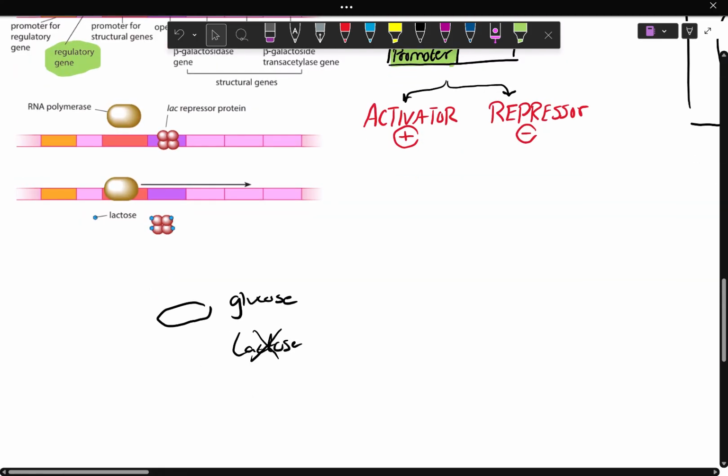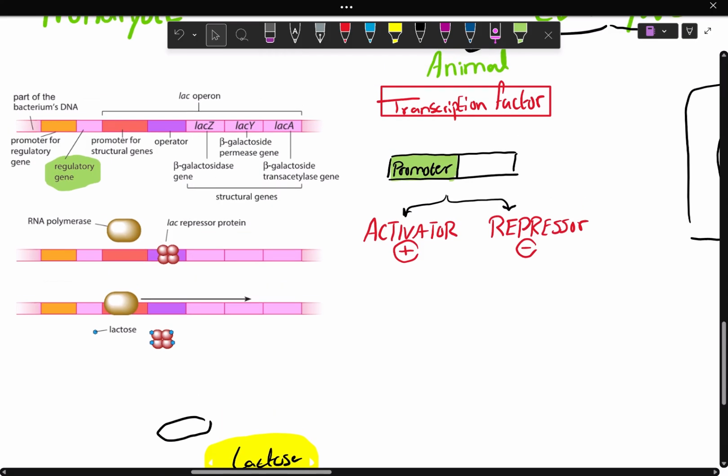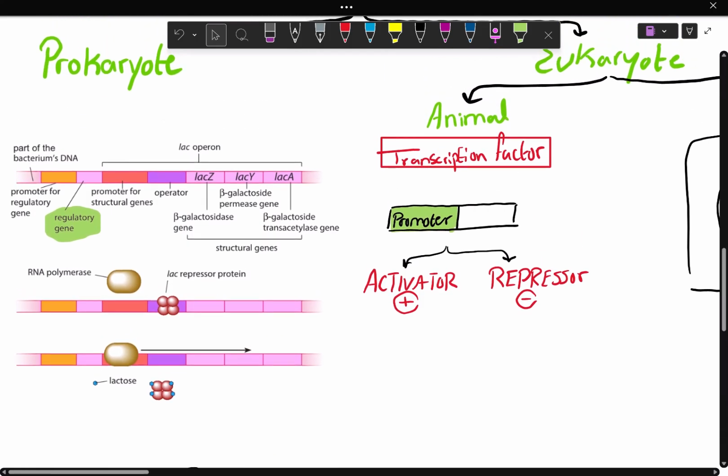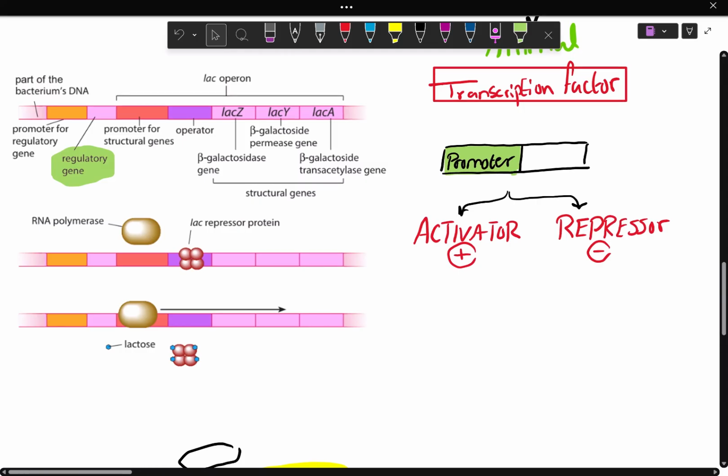But the moment there is no more glucose and there is lactose in the environment, the bacteria is forced to use the lactose to respire. So in this case, it will activate this lac operon. This is the whole point of the lac operon, just so you know. So let's picture two scenarios. Scenario number one, there is no lactose in the environment.